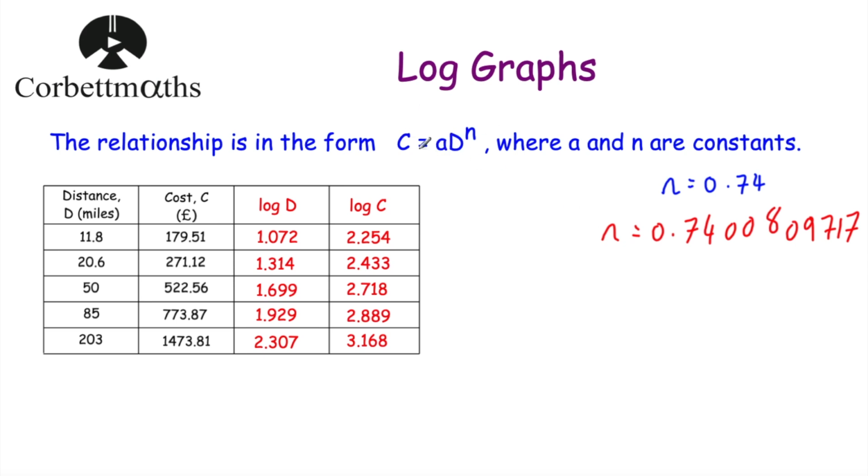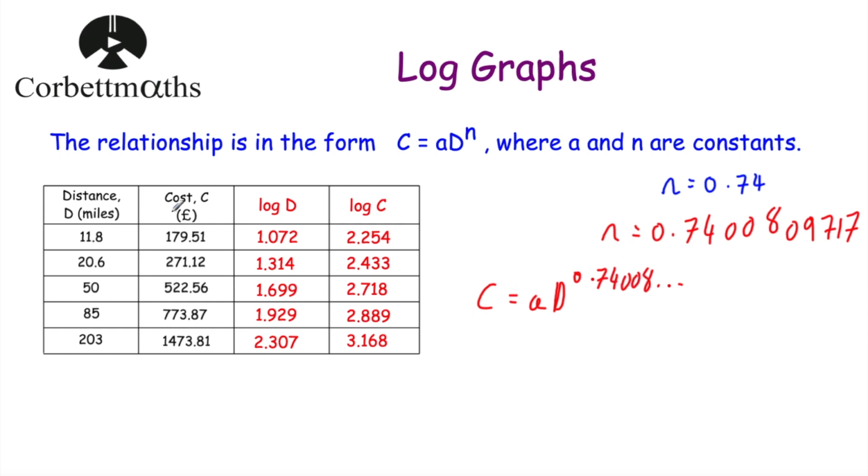Okay, so if we go back up to our relationship, we had c is equal to ad to the power of n. And instead of writing down n, I'm going to put in the value for n, which is 0.74008, and then just some dots to show that that number carries on. Okay, so we've got c equals ad to the power of 0.74008, and so on.